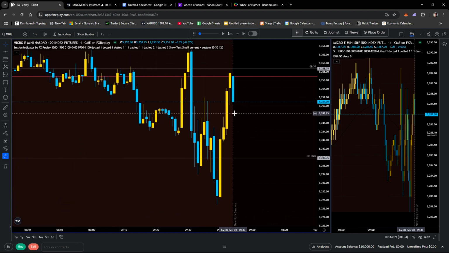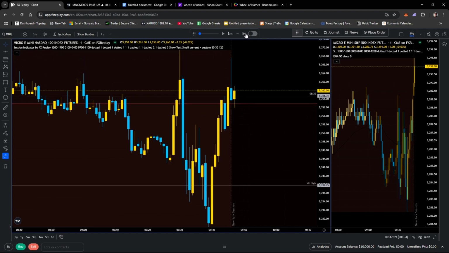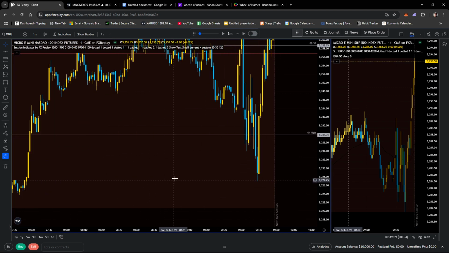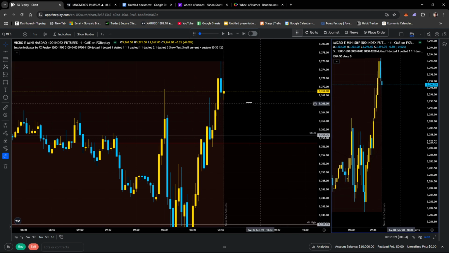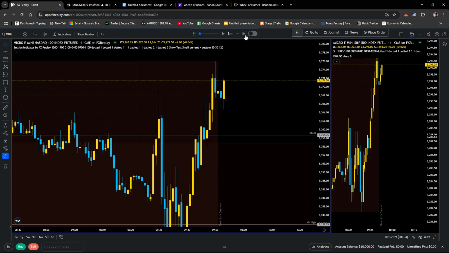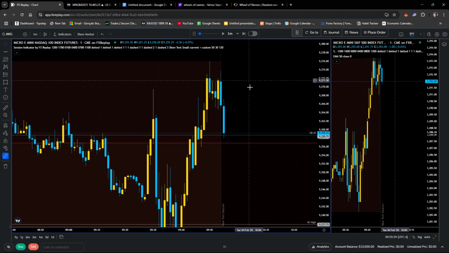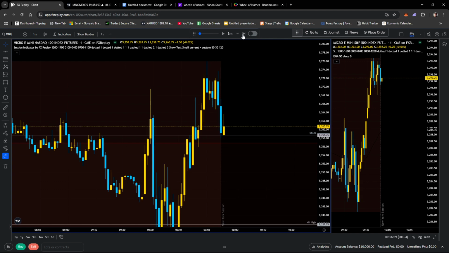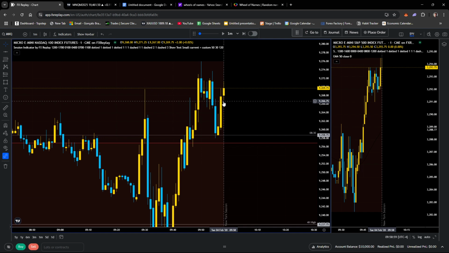Okay. Let's see. So we keep distributing higher. Nothing I can engage with here. Let's watch out for SMT. So we left equal highs on ES. NQ is starting to displace lower. I'm not convinced just yet.